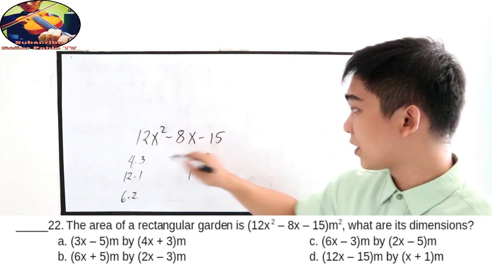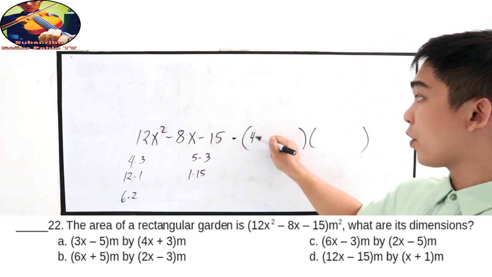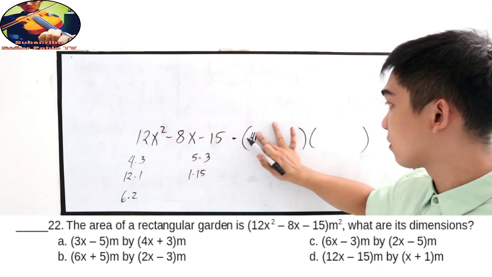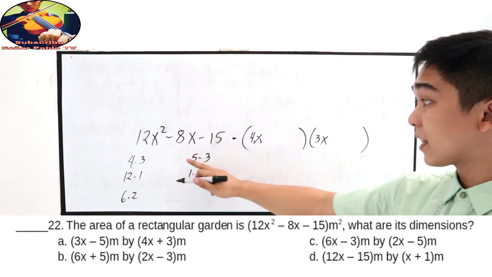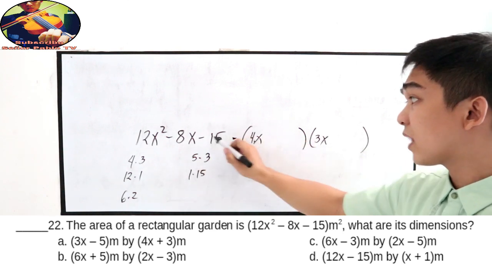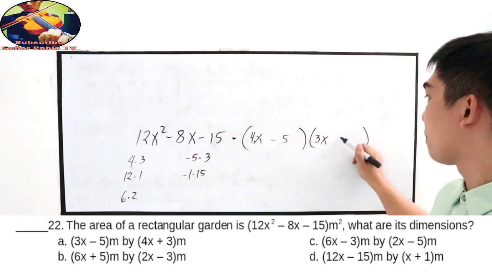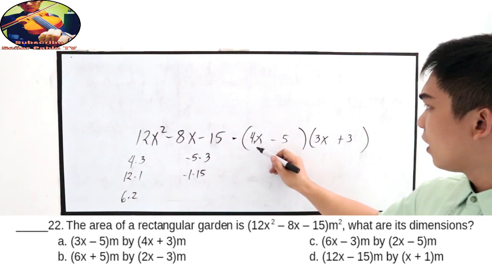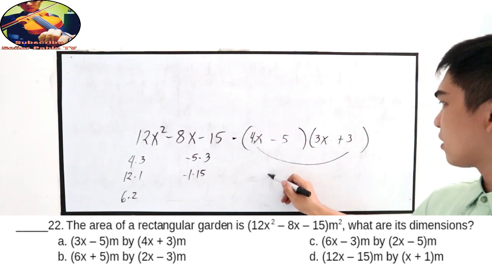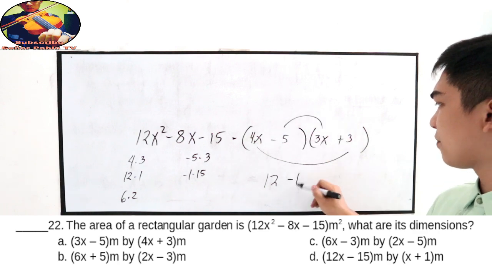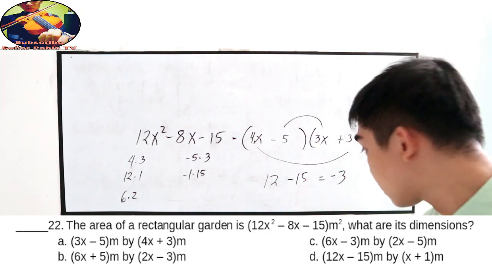Then, dapat middle term. So, dalawang parentheses, then, let's say, 4x, variable natin is x, then, 3x. Try natin muna to. Negative siya, so isang negative. So, negative 5, positive 3. Outer to outer, 4 times 3, that is 12. Inner to inner, negative 15. Negative 3, hindi siya kasama sa middle term, hindi siya parehas, mali siya.